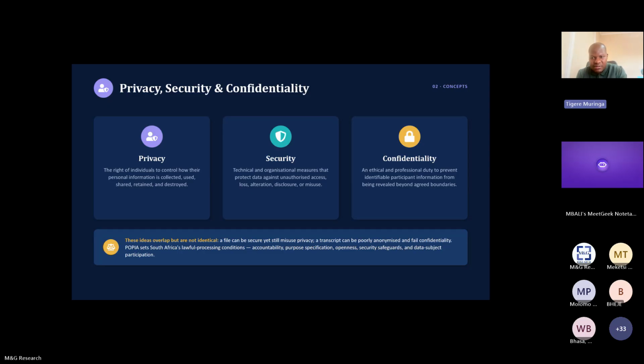And confidentiality, on the other hand, is an ethical and professional duty to prevent identifiable participant information from being revealed beyond the agreed boundaries. So when you're conducting research, you say, I'm not going to use your name, I'm not going to disclose any personal identifying information. Right. So in research practice, these three concepts often overlap, but they are not identical. And I'll give you an example.